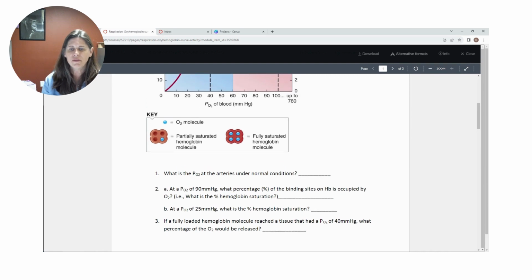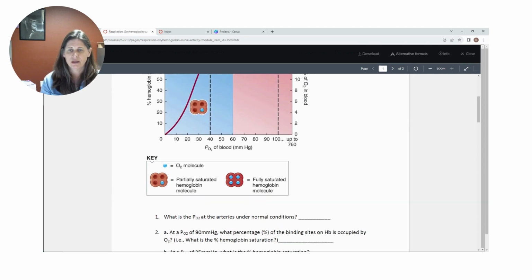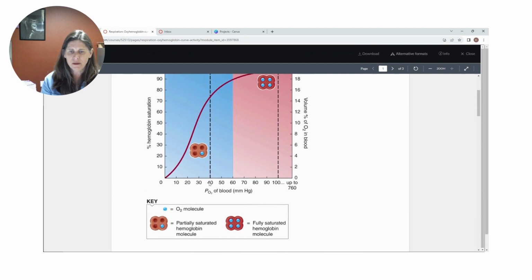So first thing to remember, it says if a fully loaded hemoglobin molecule reached a tissue. So we're starting with 100% saturated hemoglobin. Now it gets to 40 millimeters of mercury, and it's asking what would be released. So what we need to do is find the percent saturation at 40. So we look at 40, we go up to our line. To me, that looks like 75%.